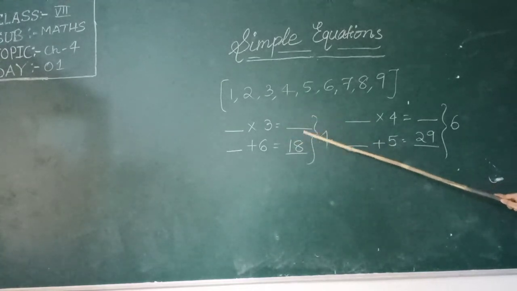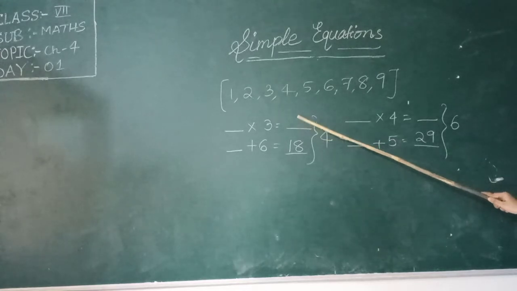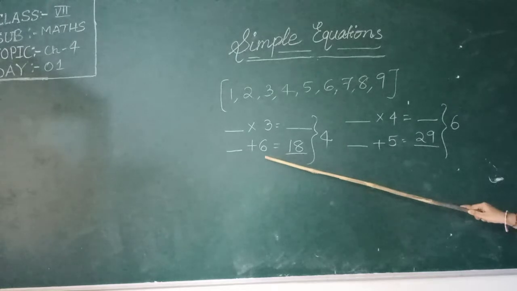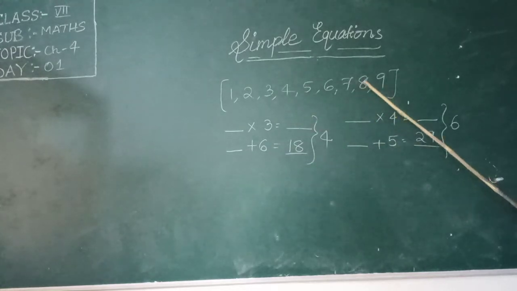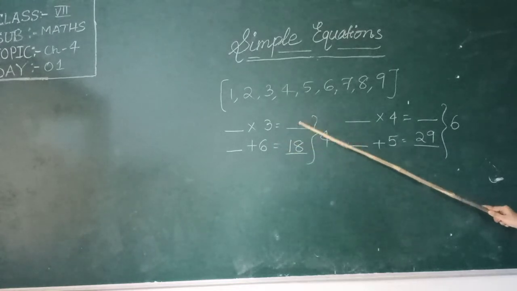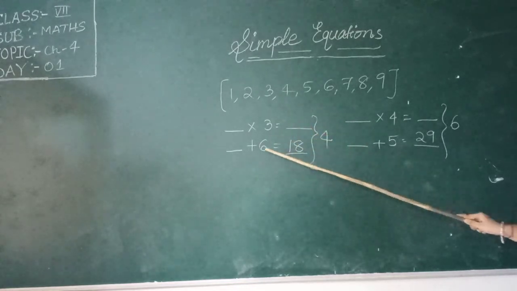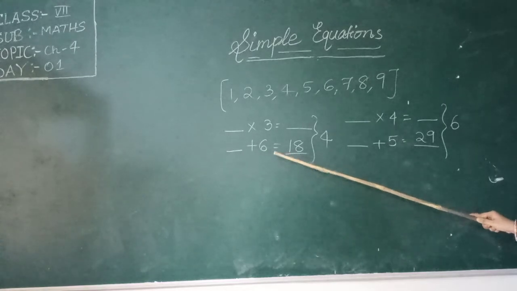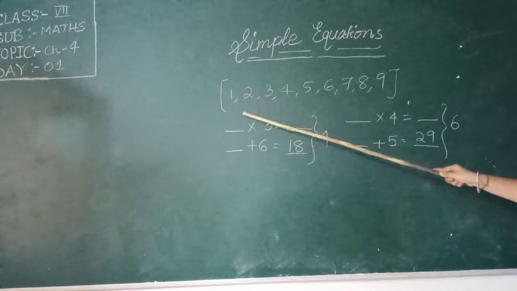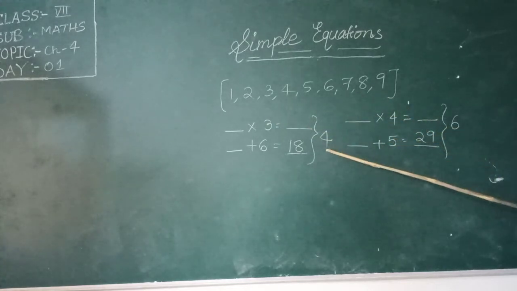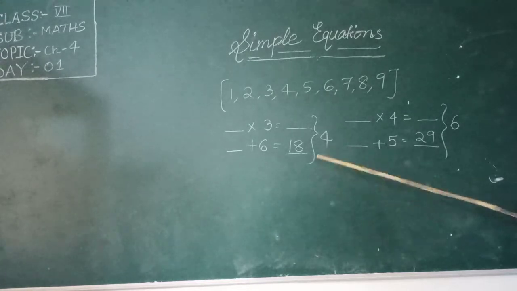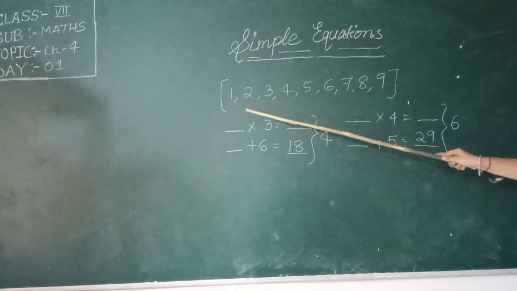So what is the answer you are getting after multiplying with 3? Add 6 to that answer. In case you are getting 18 as the result, then the number you selected between 1 to 9 is 4. What is the number? 4.